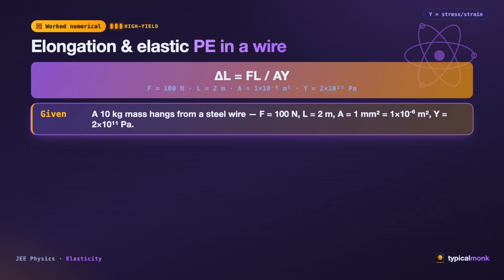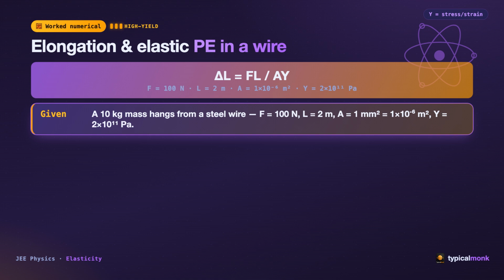Time to solve a full G numerical together, slowly, the monk's way. A 10 kg mass hangs from a steel wire of length 2 meters and cross-sectional area 1 square millimeter, and the Young's modulus of steel is 2 times 10 to the power 11 Pascal. Find the elongation and the elastic potential energy stored. Step 1.